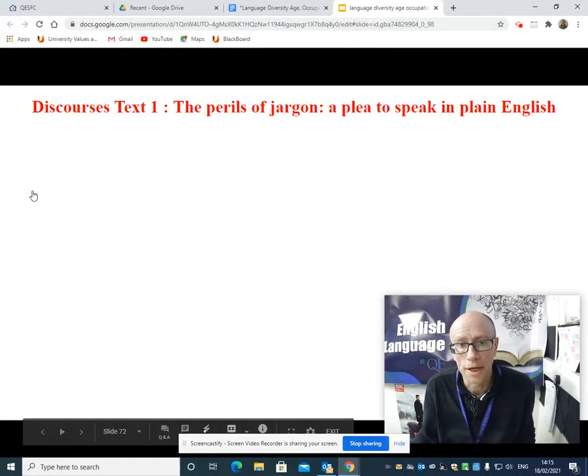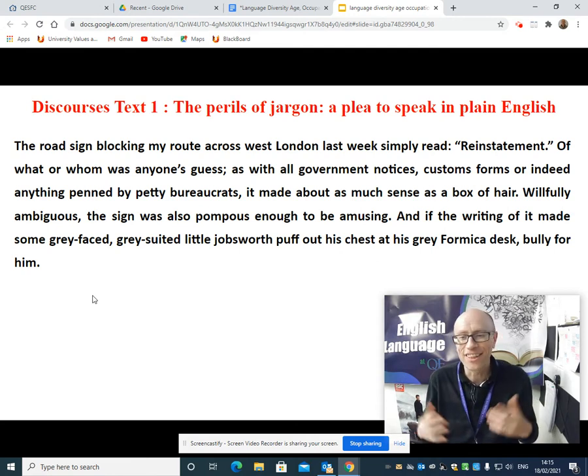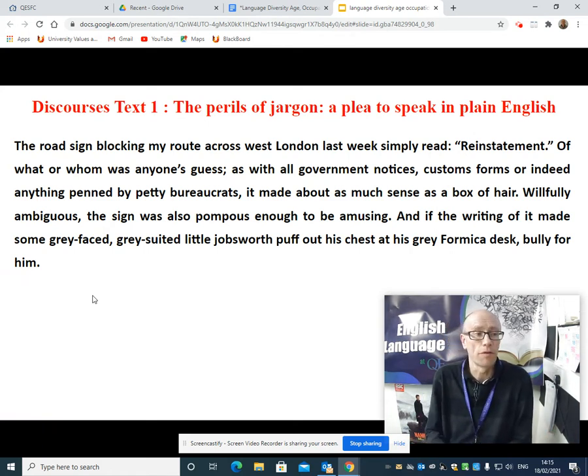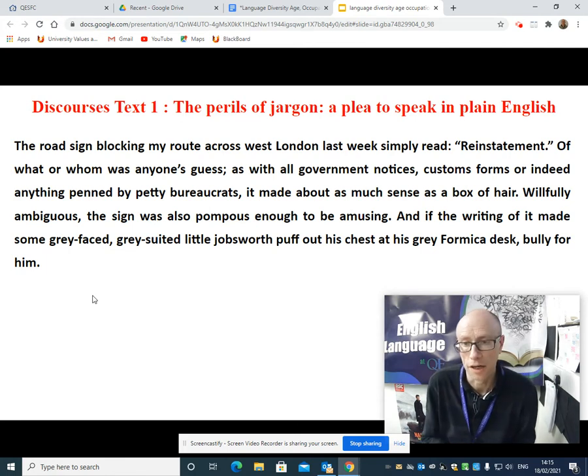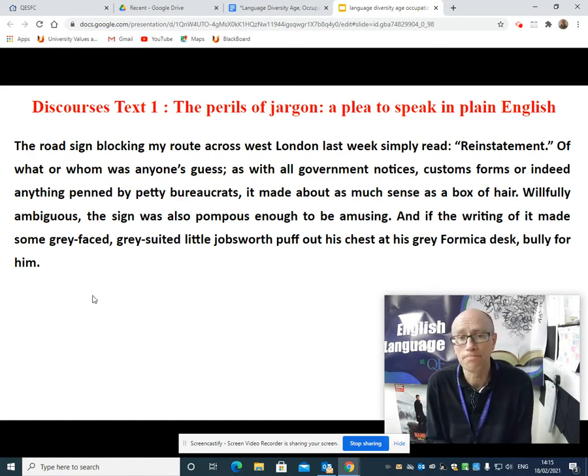The road sign blocking my route across West London simply read reinstatement. Now that's interesting, isn't it? We've got an anecdote at the beginning here, and so it's a kind of everyday occurrence. Presumably the people reading this may well have come across some kind of similar predicament. Okay, so it starts in a personalised way with a bit of anecdotal evidence.